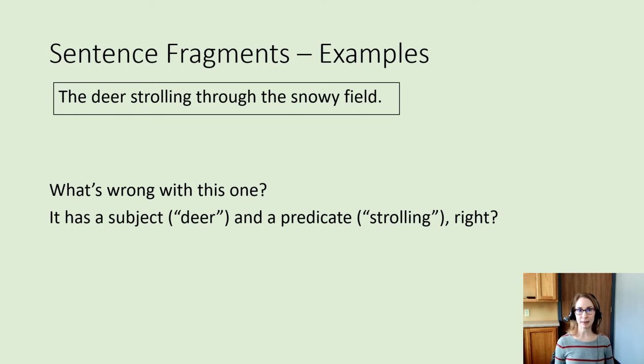So here we have a new example. This is our last example for fragments. The deer strolling through the snowy field. So we have a really clear picture of what's being described, right? So what's wrong with it? There's a subject, we have deer, and a predicate, strolling, right?